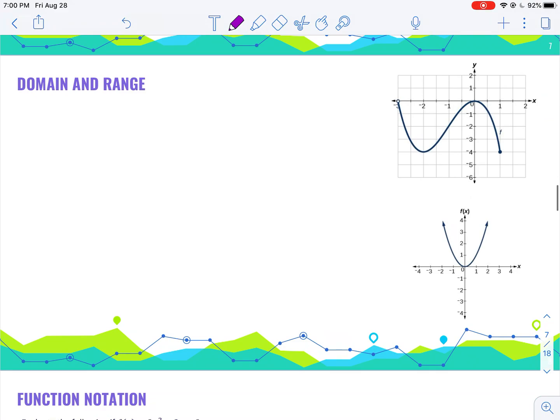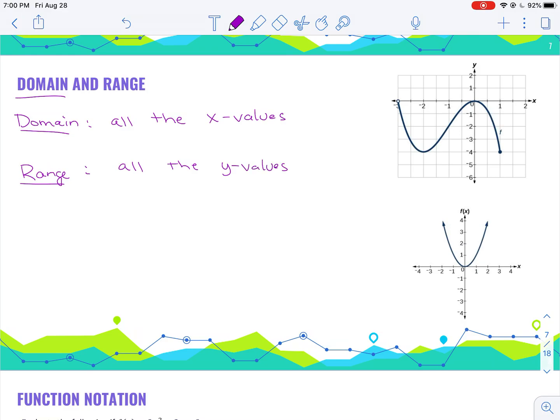Domain and range. If we remember, domain is going to be all the x values that exist on the graph, and the range is going to be all the y values that exist on the graph. The easiest way to talk about domain and range is if you already have a picture of the graph. If you don't, we can find both of those algebraically. Domain's easier to find algebraically, but for range, I'm going to let you use the graph to find the range.